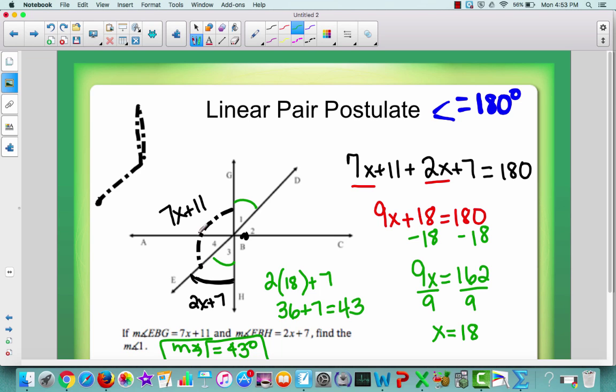All right, so I know that that linear pair was a little hard to see because my diagram got all messed up there. So I'm going to delete that again. And just make sure you see that this angle and this angle together form a straight angle, okay? And straight angles equal 180 degrees. And that's our linear pair postulate.